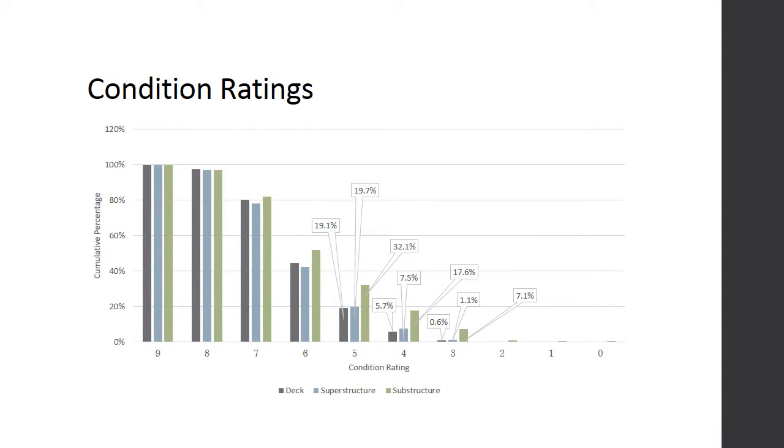This figure provides the cumulative distribution for each of the bridge elements that fall into or below any given condition rating. For example, 32.1% of all slab and stringer timber bridge substructures are considered fair or worse, a condition rating of 5 or less. Even more, 17.6% are considered to be in poor or worse condition, a condition rating of 4 or less. That is to say that at best, nearly 20% of the substructures have advanced section loss, deterioration, spalling, or scour. Though the deck and superstructure condition ratings tend to be better than that of the substructure, there are still a significant number that require remedial attention.